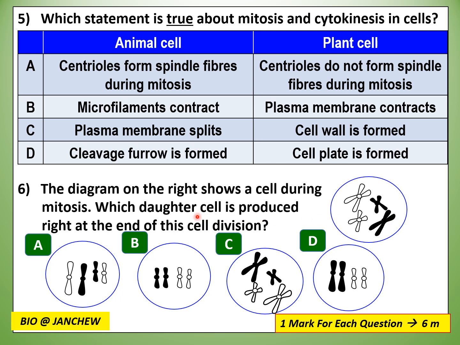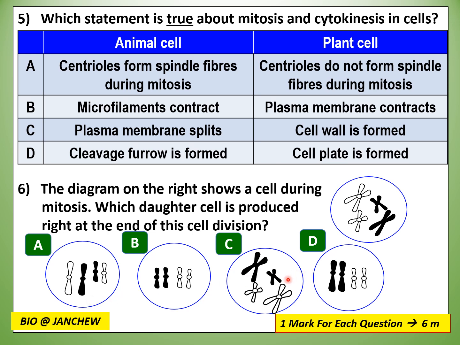So to determine what is in the daughter cell, just take one sister chromatid from every chromosome. So one long white sister chromatid, one long black sister chromatid from here, one short white sister chromatid, and one short black sister chromatid. And all these chromatids will then become a chromosome each at telophase. So this is the answer.